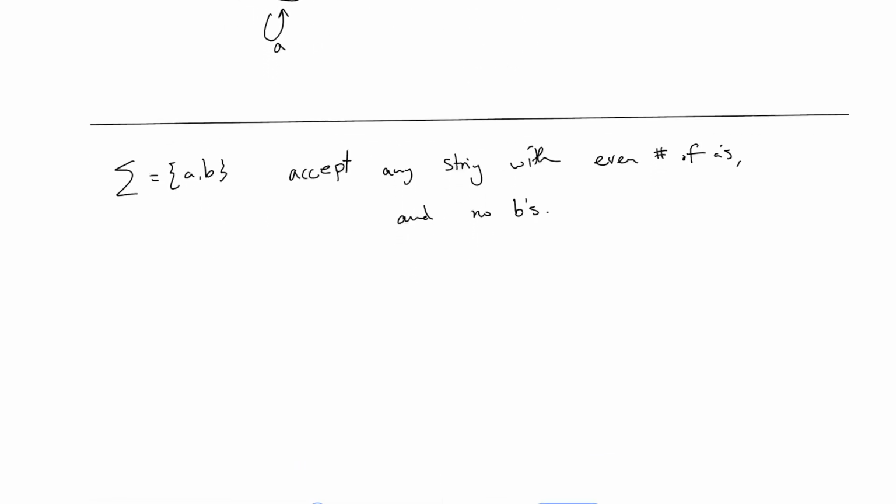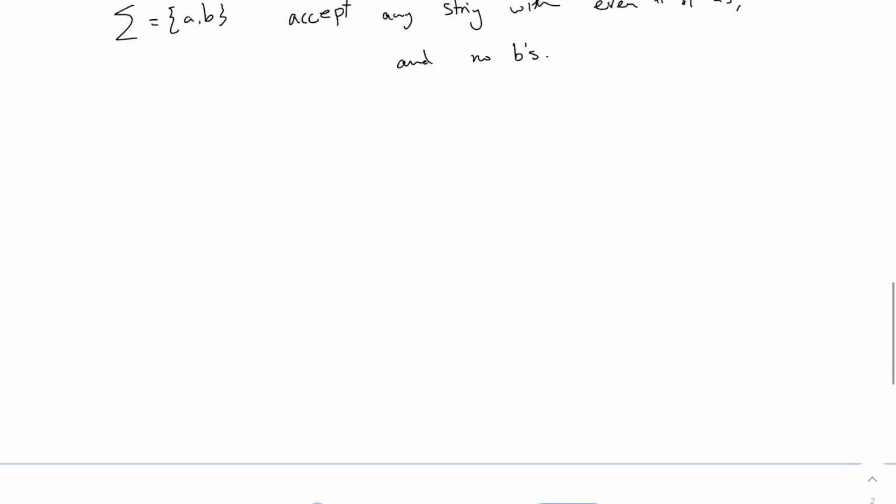An even number of A's and no B's. So this one, I'm going to need more than just two states. When I see even number of A's, I think there's got to be something that flips back and forth. That's two states to keep track of that. But also to keep track of the fact that there's no B's, I think I'm going to need at least one more state. So here's my idea: I'm going to have two states which do a back and forth thing. I'm going to fill in the details later on. And then another state which keeps track of, do we have B's yet or not?